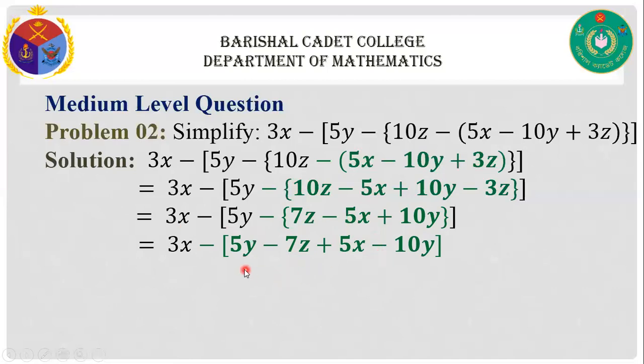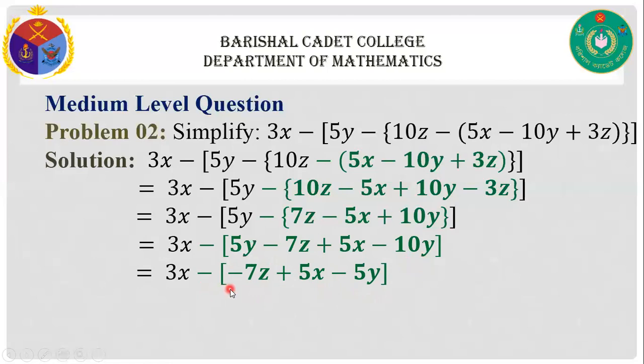Now before removing the third bracket, we need to simplify inside the third bracket. Here 5y and here is minus 10y. So 5y minus 10y is minus 5y. So it is minus 7z plus 5x minus 5y. And before the third bracket we have a minus sign.